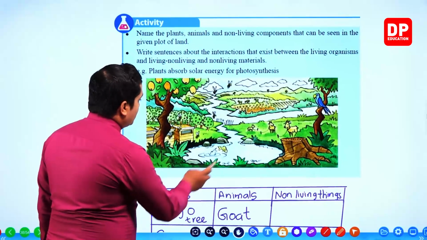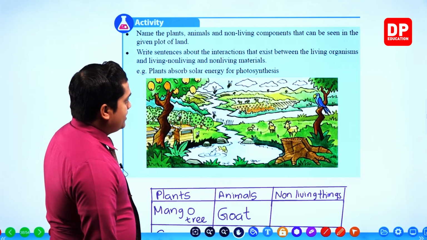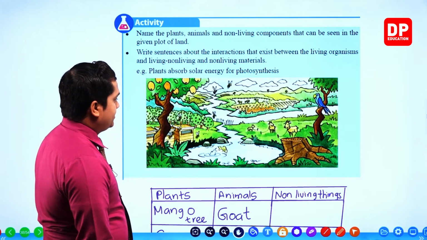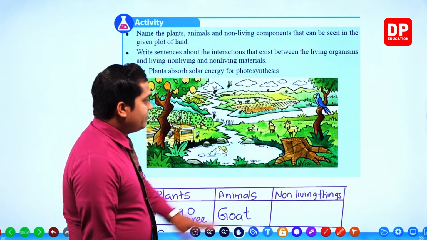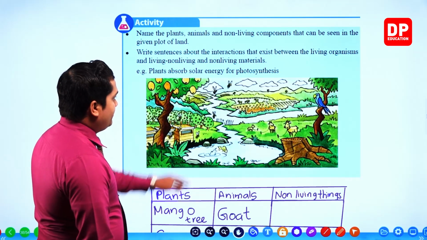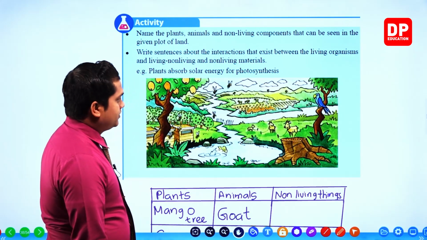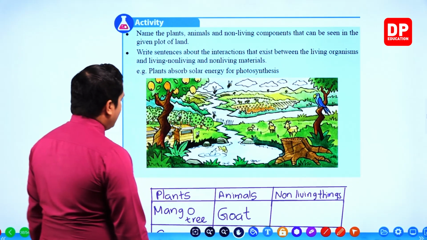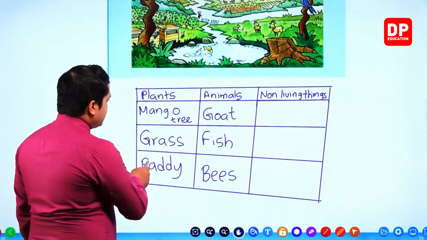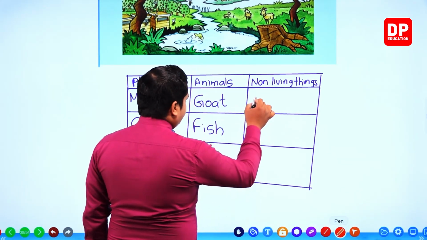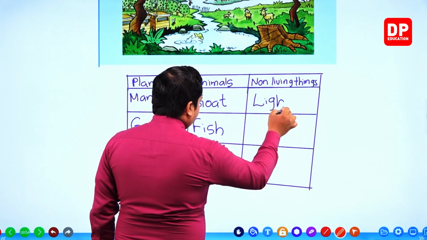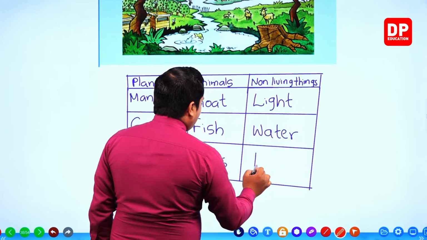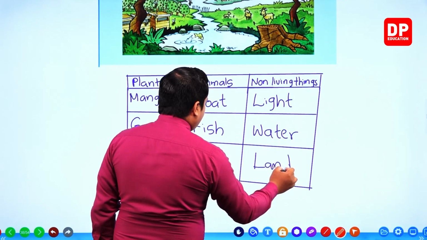You can clearly observe water. Then this is like in the daytime, no? So we can observe light. And even we can observe the land, which is the soil. Even we can observe the clouds over there, right? So there is no sun, however we can observe the light energy. So I'll write as light, water and land. Within brackets I'll include as soil.